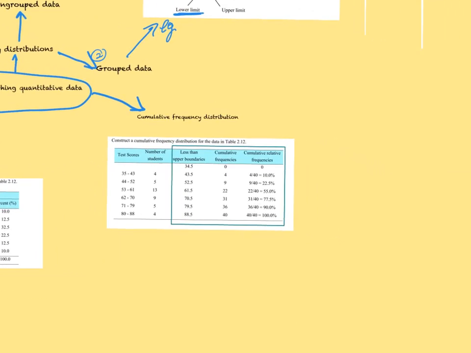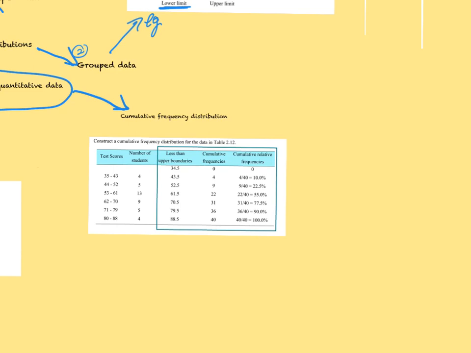So the next one, cumulative frequency distribution. If you look at table 2.12, as usual, test score and number of students is the frequency. This is given in the question. So you need to calculate the less than upper boundaries, the cumulative frequency, and then the last one is the cumulative relative frequencies. So how do you calculate the less than upper boundaries?